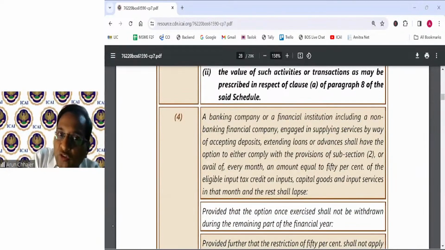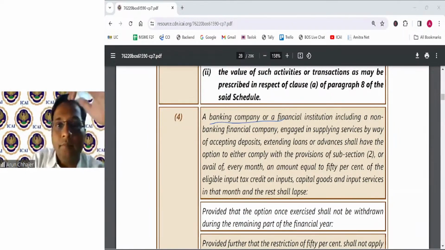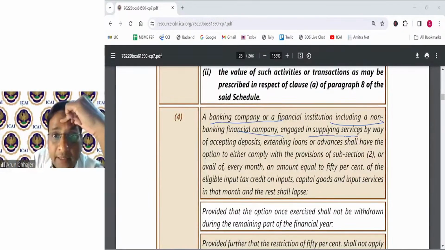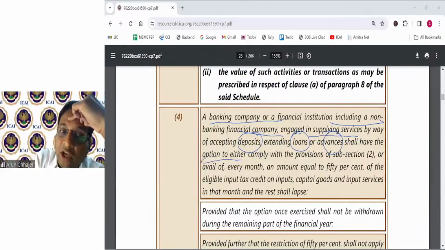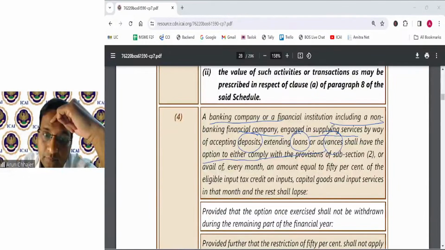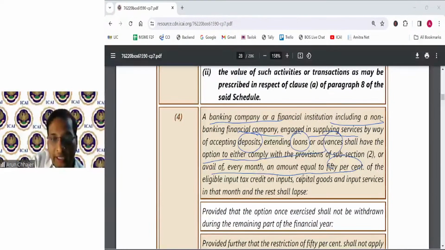17 subsection 4 says a banking company, financial institution, NBFC engaged in supplying the service by way of deposit, loan, or advances shall have the option to either comply with the provision of 17 subsection 2 or every month they have to avail 50% of the eligible input tax credit on inputs, capital goods, and input services, and the rest will lapse.